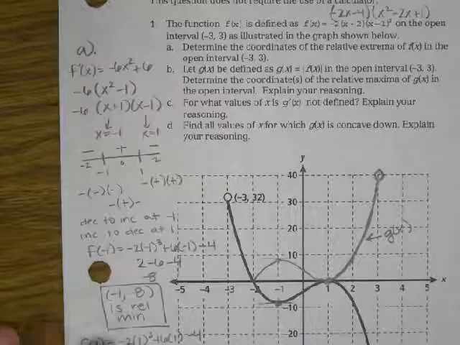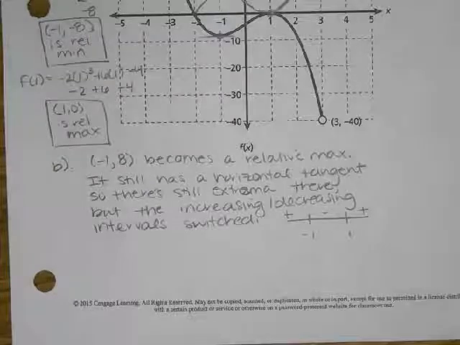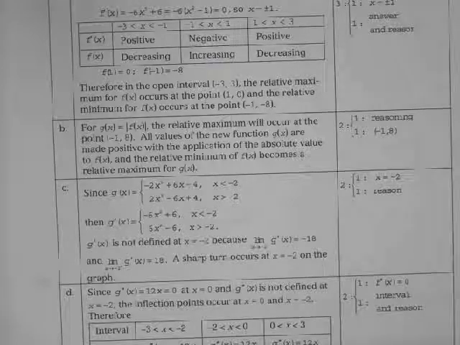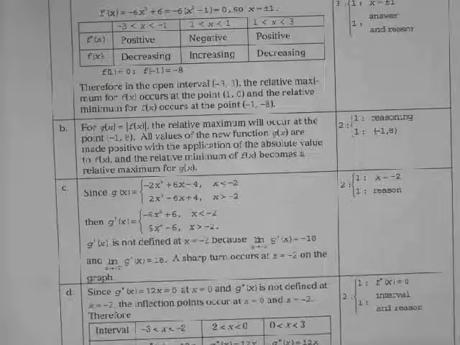And then part B, 1 point is for your reasoning, 1 point is for getting the actual point. So I don't know if that reasoning is good enough. Actually, yeah, it looks pretty good when I compare it to what they had written. They said, the relative maximum will occur at the point (-1, 8). All values of the new function are made positive with the application of the absolute value, and the relative minimum becomes a relative max. So we did a better job explaining than that.